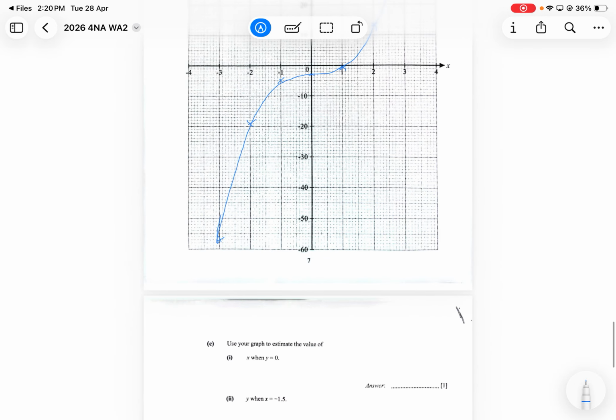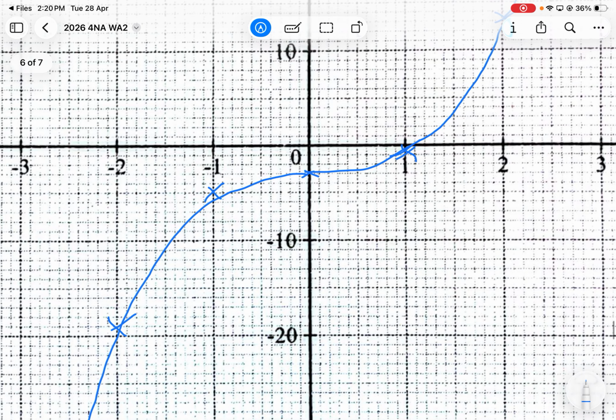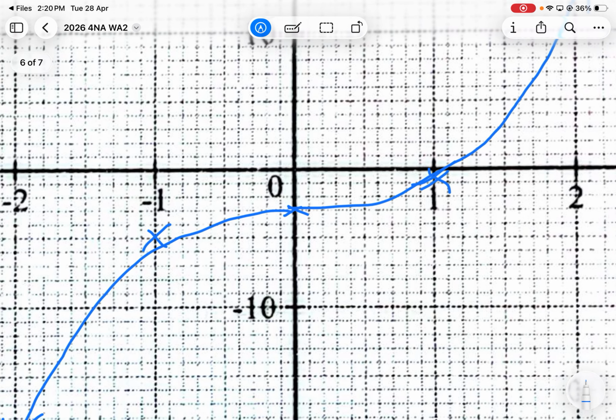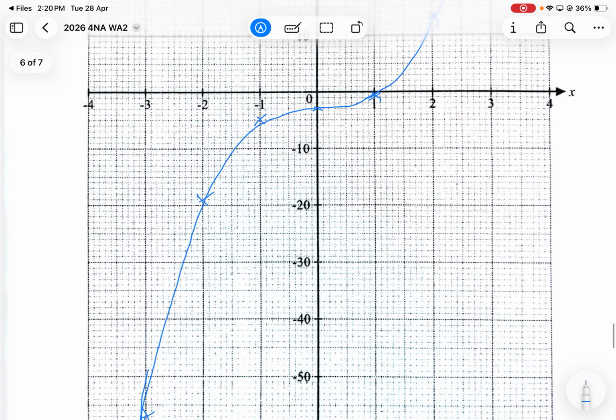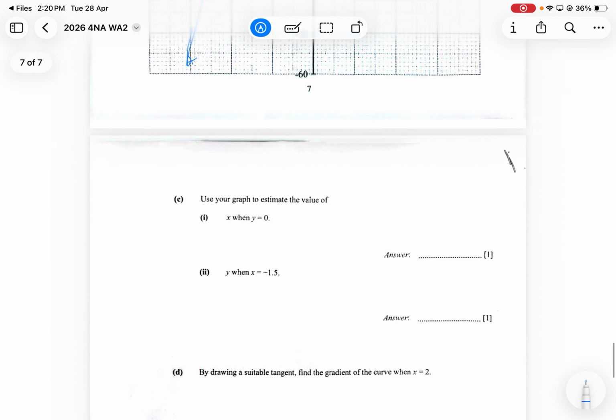Okay, then answering the question. Use your graph to estimate the value of x when y equals 0. Y equals 0 is when it crosses the x-axis. So it passes through here, then go up. Mine is not exact, so I think it should be 1.2 like that. Okay? Should be 1.2 like that, if my graph can draw properly.